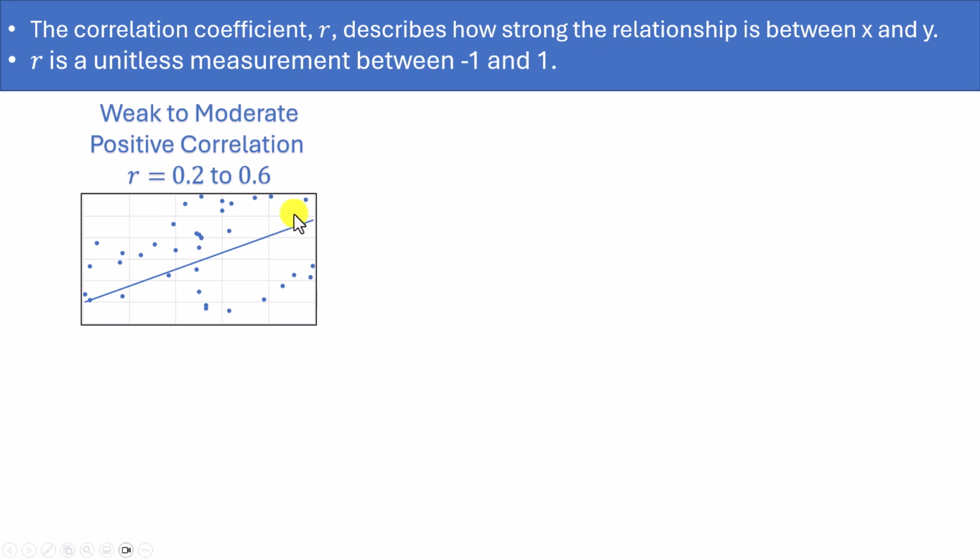So if we have what we would call a weak to moderate positive correlation, which would be an r value of somewhere between 0.2 and 0.6 approximately, then that means as our x variable increases, our y variable tends to increase as well, but it's really not that strong of a relationship. Or on the scatter plot, the straight line fitting the dots is not really that strong of a fit.